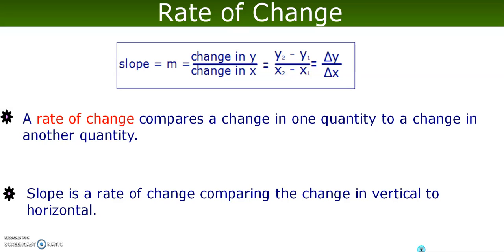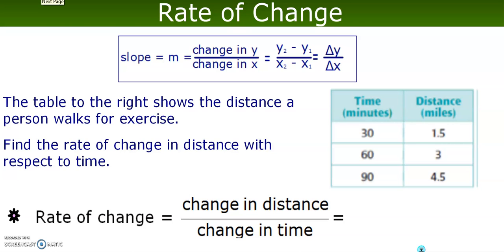Slope is a rate of change comparing the change of vertical to horizontal as we move from left to right when we read a graph. The slope formula is y2 minus y1 over x2 minus x1. We want to think of slope as a set of ordered pairs that we're finding the difference of, and the same thing for rate of change. These are mostly application problems, so word problems.